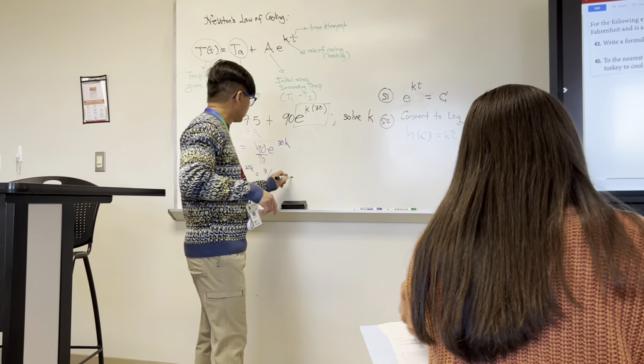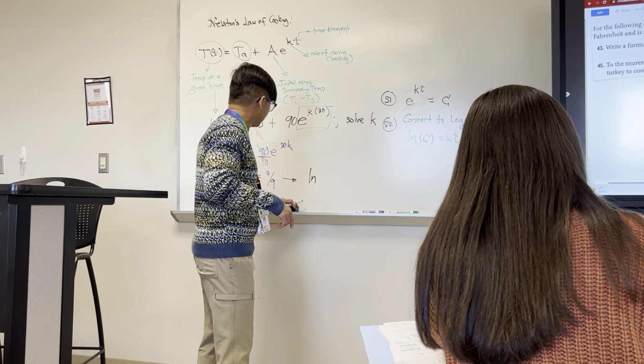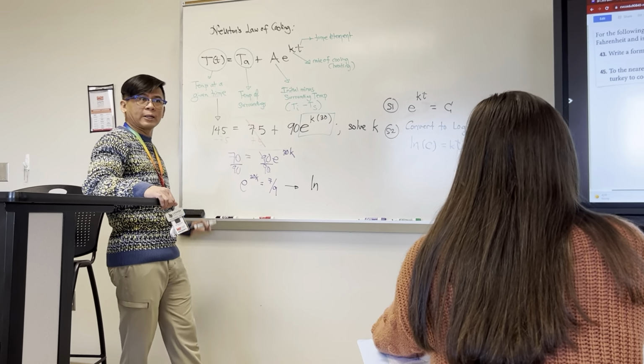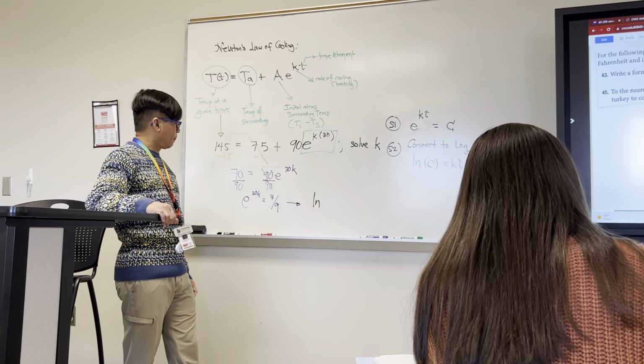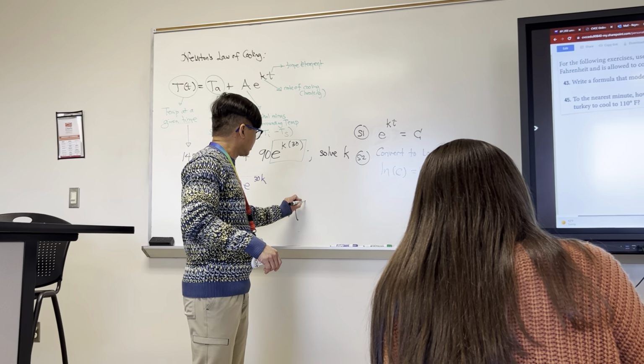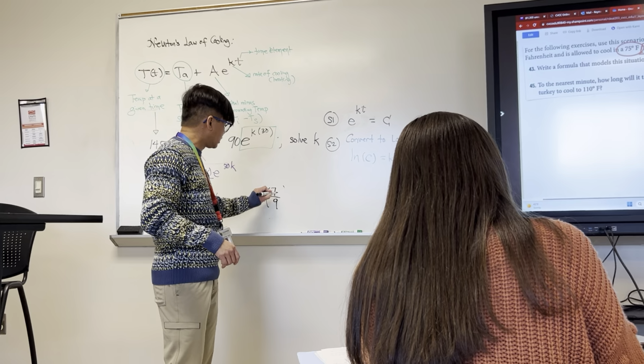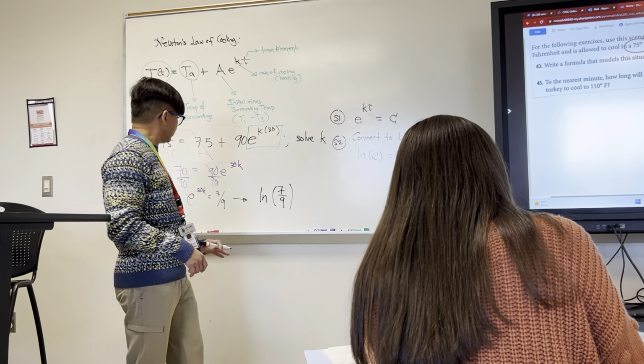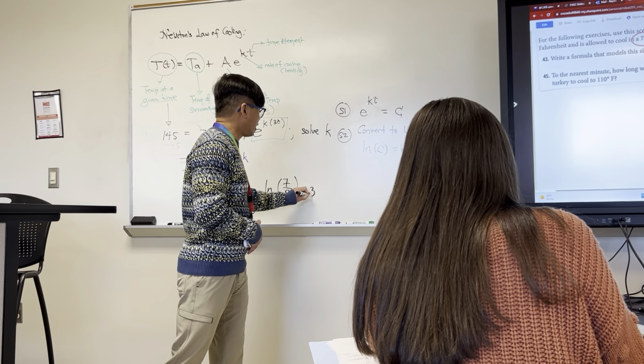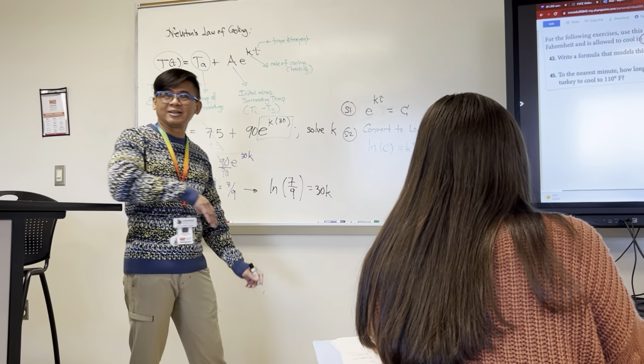So how do you write this one in there, guys? ln of what? 7/9. Very good. Again, do not convert this into decimal, all right? Leave it as it is, equal to 30k. Good.